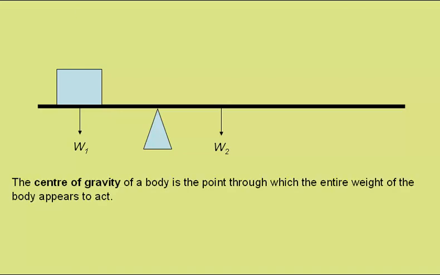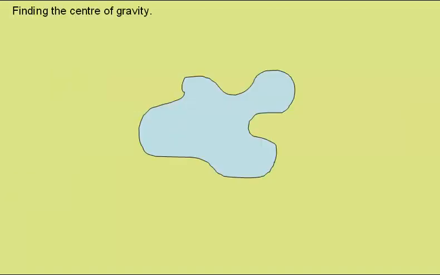This is the centre of gravity of the beam, and the centre of gravity of a body is the point through which the entire weight of the body appears to act. For a uniform object like the beam, the centre of gravity will just be the centre of the object.